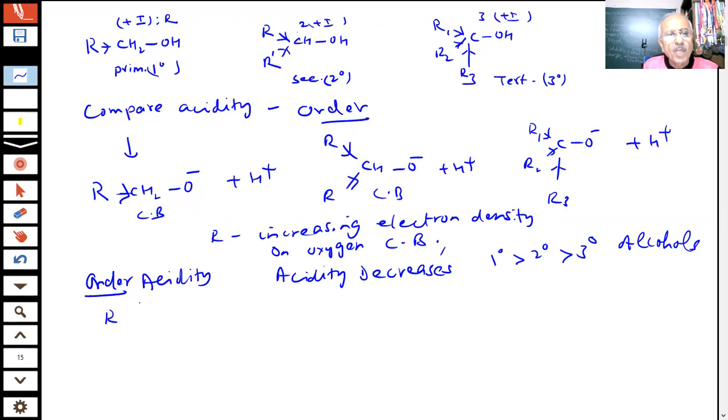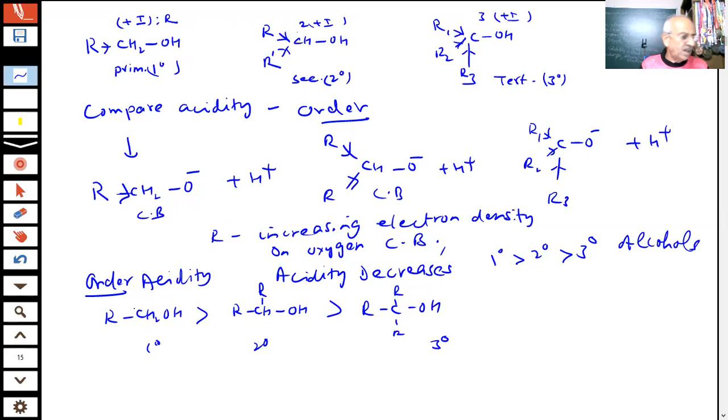RCH2OH is more acidic than R2CHOH, which is more acidic than R3COH. That is, 1 degree, 2 degree, and 3 degree. Okay, you have noted down, students.